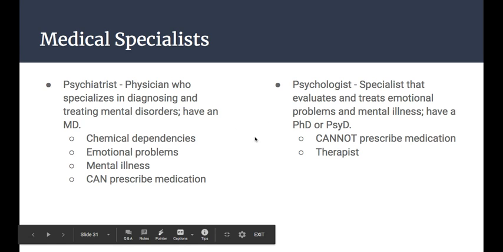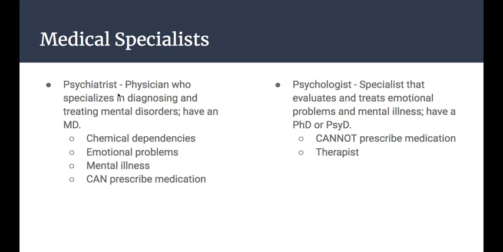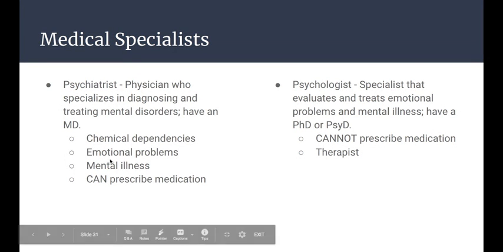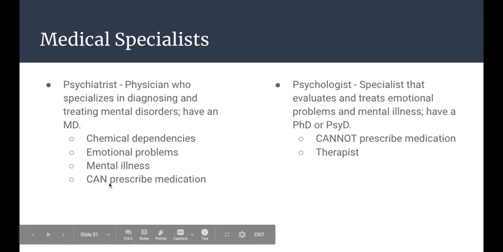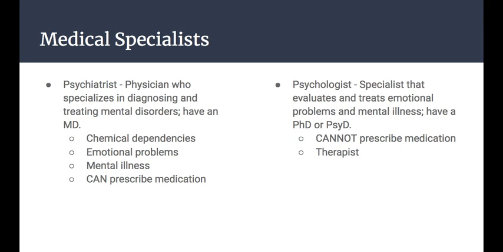We have psychiatrists and psychologists. So these are very different. I used to get these mixed up all the time when I was going through treatments for mental illness. Psychiatrist was the individual who gave me the medications. So a psychiatrist is a physician who specializes in diagnosing and treating mental disorders. They do have an MD, meaning they are a doctor. They went to medical school. They have a medical degree. And then they specialize in chemical dependencies, emotional problems, mental illness, and these individuals can prescribe medications.